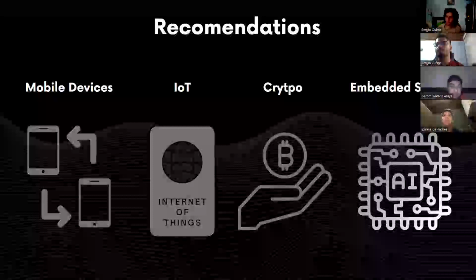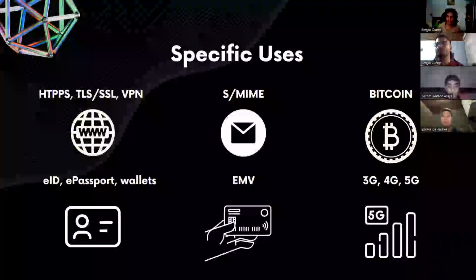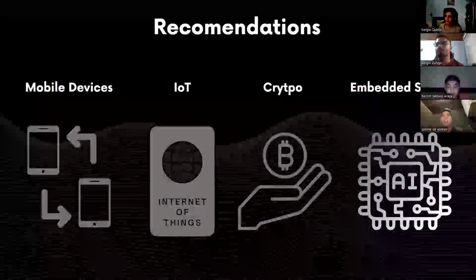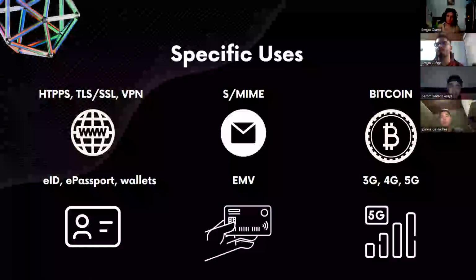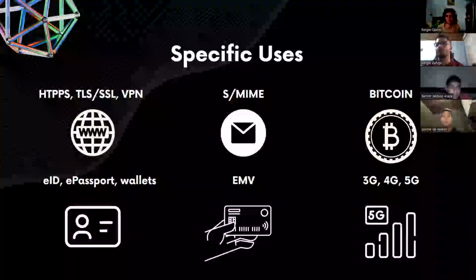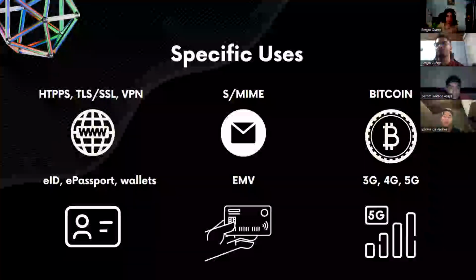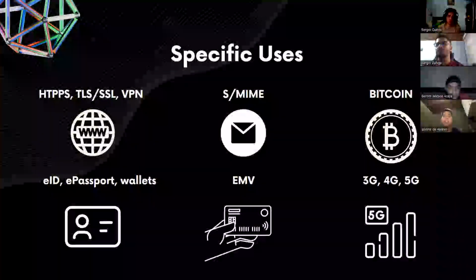And last one, it is recommended to use it in embedded systems. These systems require an encryption algorithm that makes them more efficient, and ECC proves to be a suitable option in this regard. Now, some more specific uses are security protocols like HTTPS, TLS, SSL, VPN, and email protocols like S/MIME.